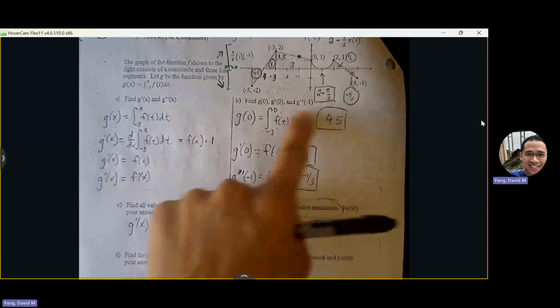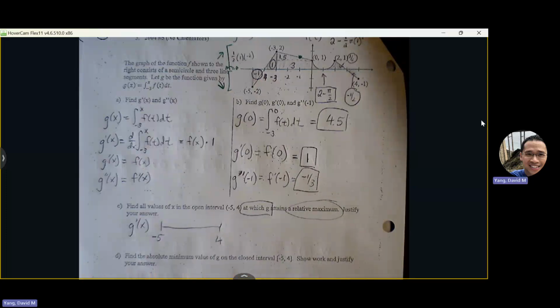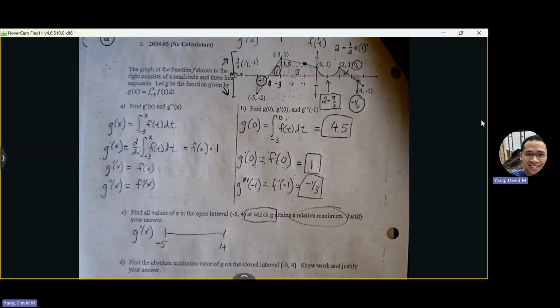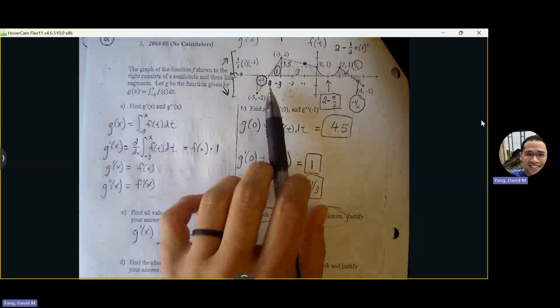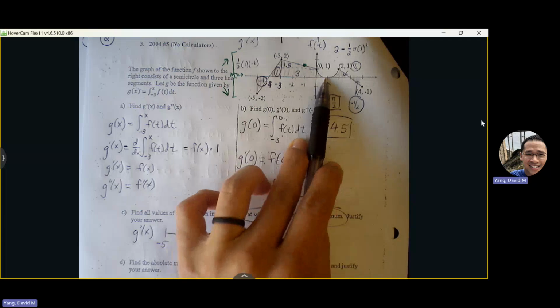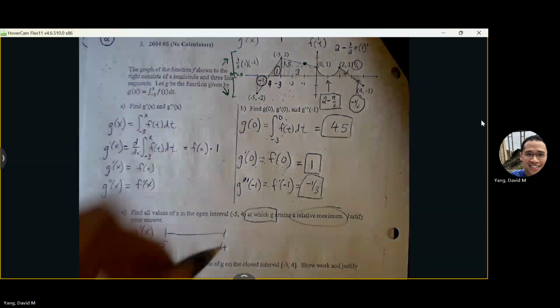Now, if this is the derivative graph, what critical points, how do we find critical points? Where do we look? X-intercept, yep. So there's an x-intercept at -4. There's an x-intercept at 1. And there's an x-intercept at 3.